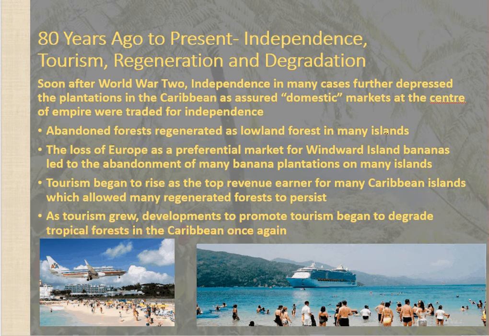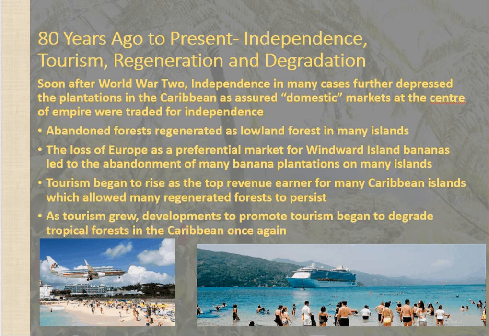The loss of Europe as a preferential market for the Windward Islands. This is an example of which some of you may be able to remember, when the United States, through the WTO, the World Trade Organization, brought a case against Europe for Europe preferentially buying bananas from the Windward Islands, and they managed to get a ruling against that. So Europe had to open up to producers of bananas from all around the world, which they did. So the American companies who ran their operations in Central America were able to undercut the Windward Island producers, sell their bananas cheaper to Europe. So the banana industry in the Windward Islands largely collapsed, and that led to the abandonment of many banana plantations on many of the islands of the Windward Islands.